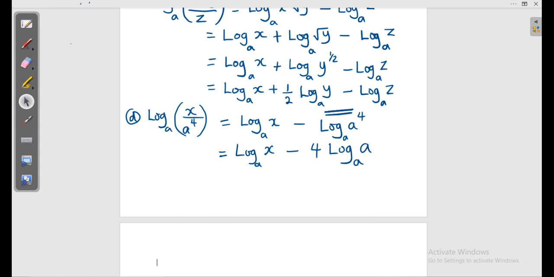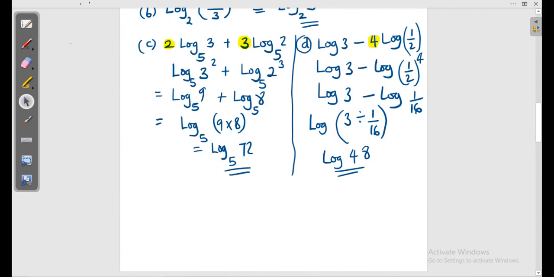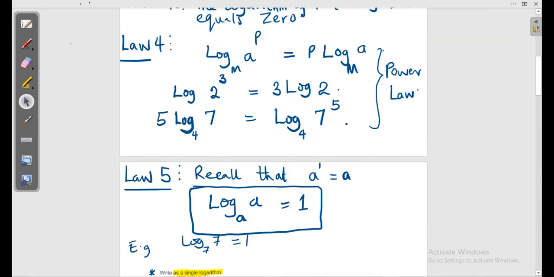Don't forget from the laws of logarithms as well, the logarithm of a number to the same base is always equal to 1. So recall that log a base a equals 1. So that will give us what? Log x base a minus 4. And that is it. So this is how you do the simple questions on logarithms, especially those that have to do with the laws of logarithms.